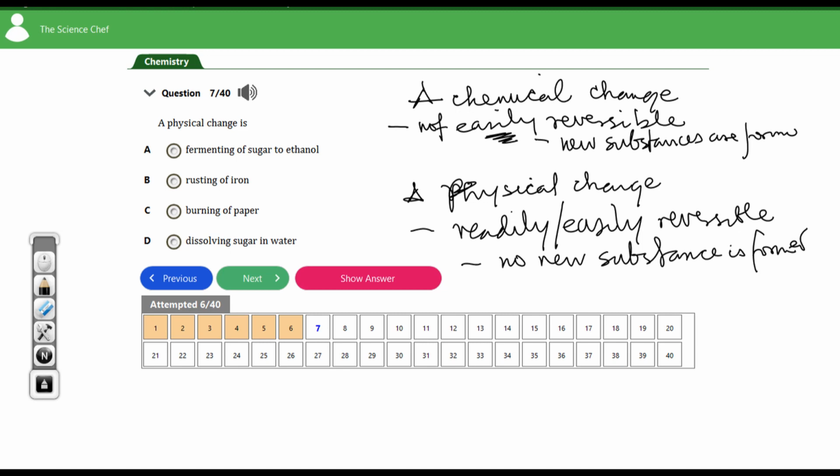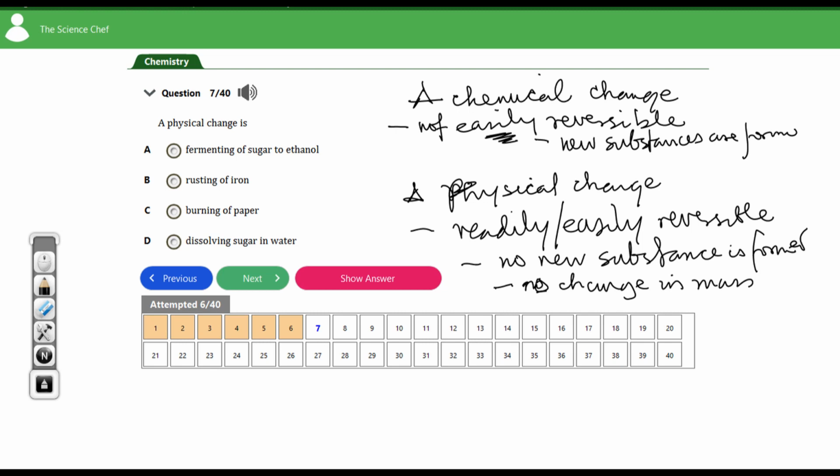And because no new substance is formed, there'll be no change in mass for a physical change. Whereas in a chemical change, there'll always be a change in mass. So these are some of the few differences between chemical changes and physical changes. There are more than this. I think there are about 4 or 5.